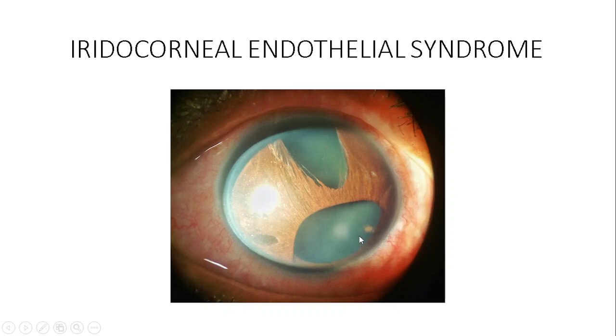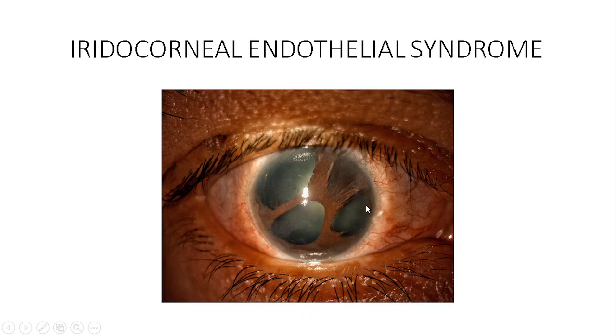Corectopia is here because the pupil is found outside the geometric center of the iris, and then you have diffuse iris atrophy. These are the three major features which, when they come together, give what you call iridocorneal endothelial syndrome, which is a major cause of iris atrophy.